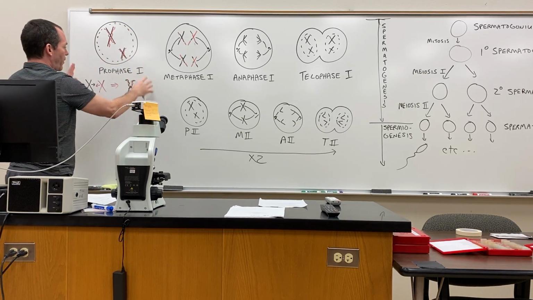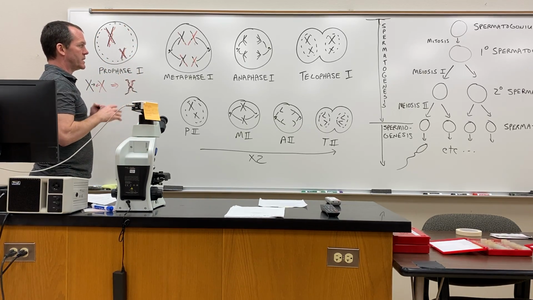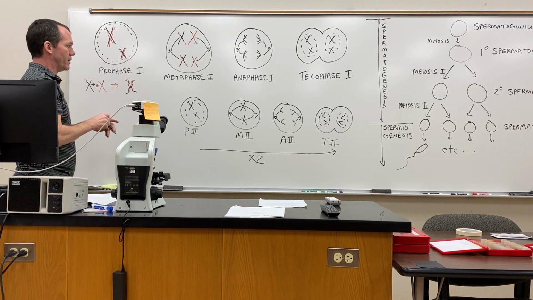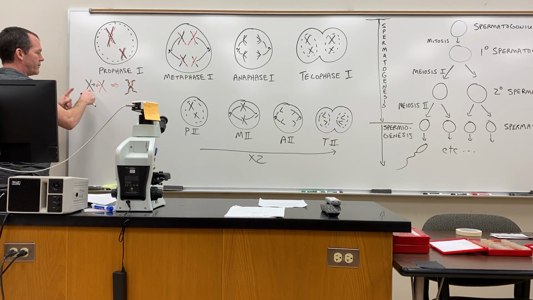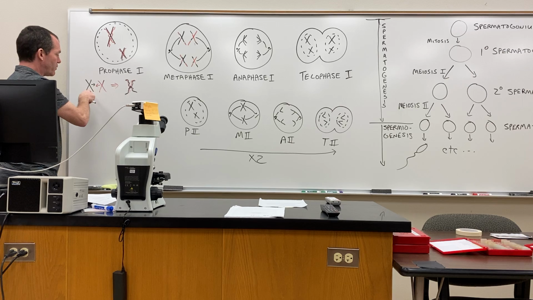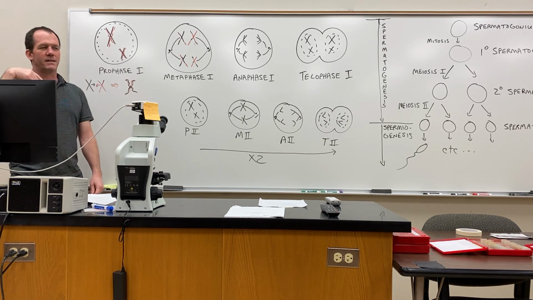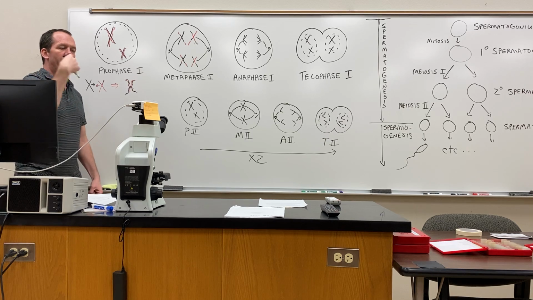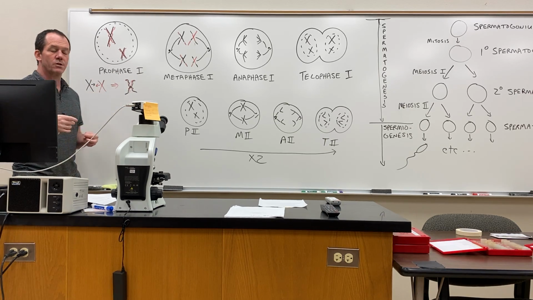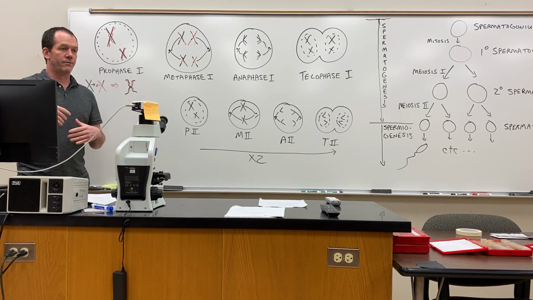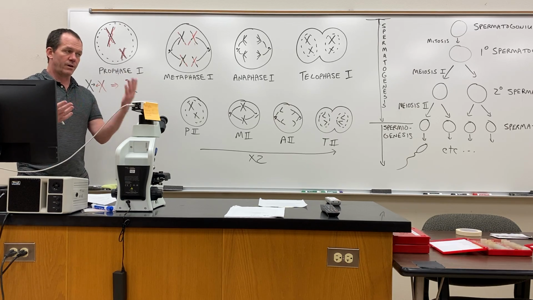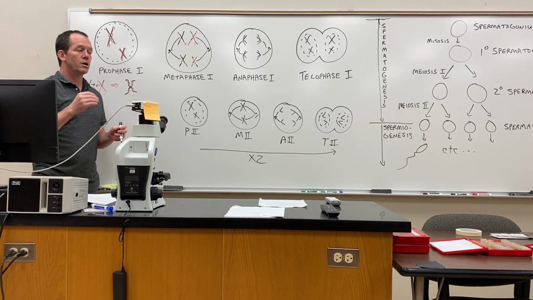Now, prophase I is the most complicated step, and I've really simplified it here. I want you to see that I'm going to have a black chromosome and one that's represented by a red chromosome. The black chromosome represents a chromosome that I inherited from either my father or my mother, and the red chromosome represents one that I've inherited from the other. So I've got one paternal and one maternal chromosome.